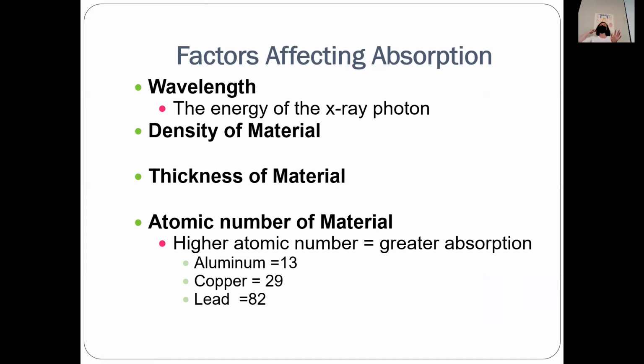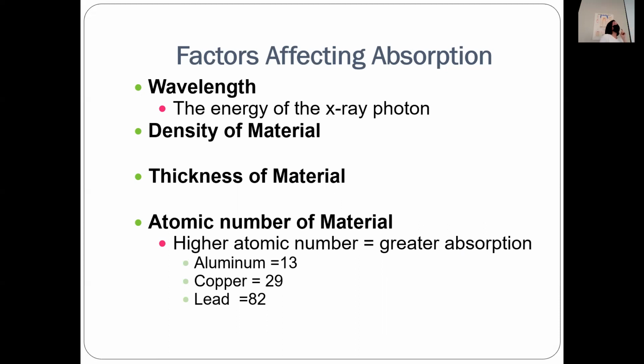So factors in a nutshell that affect absorbing of the X-ray photons: the wavelength. Shorter wavelengths, higher frequency, are going to penetrate better. If it's lower frequency, longer wavelengths, they're going to be absorbed quicker, they're going to be absorbed easier. And then the density. You can think of it as enamel is denser than the pulp. The pulp has blood vessels and nerves, and it's soft and gooey, where the enamel is dense.